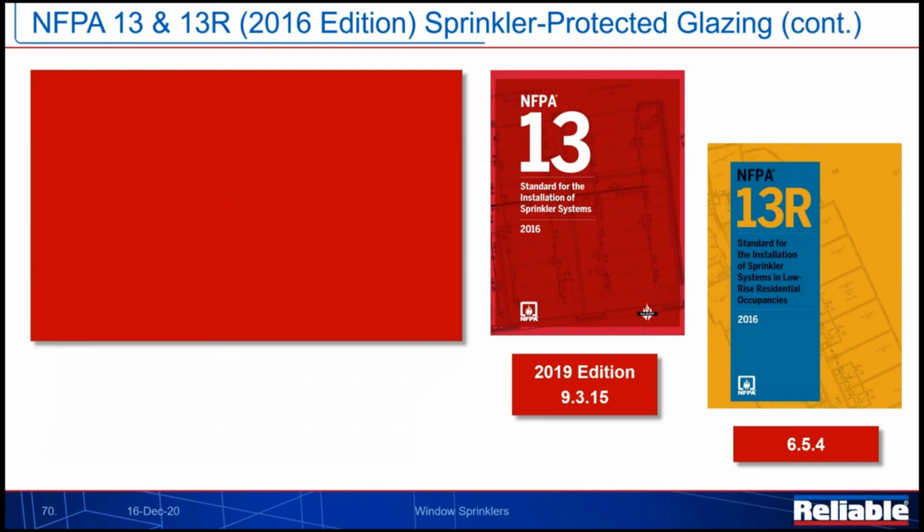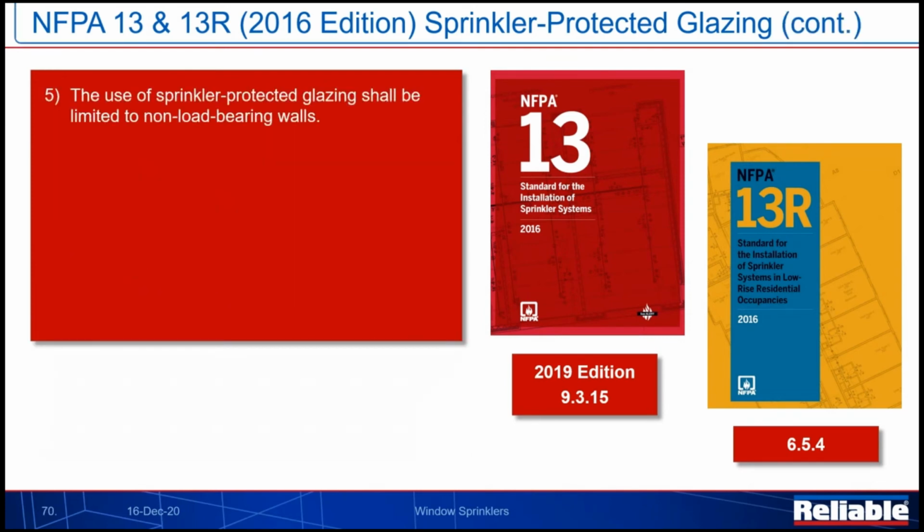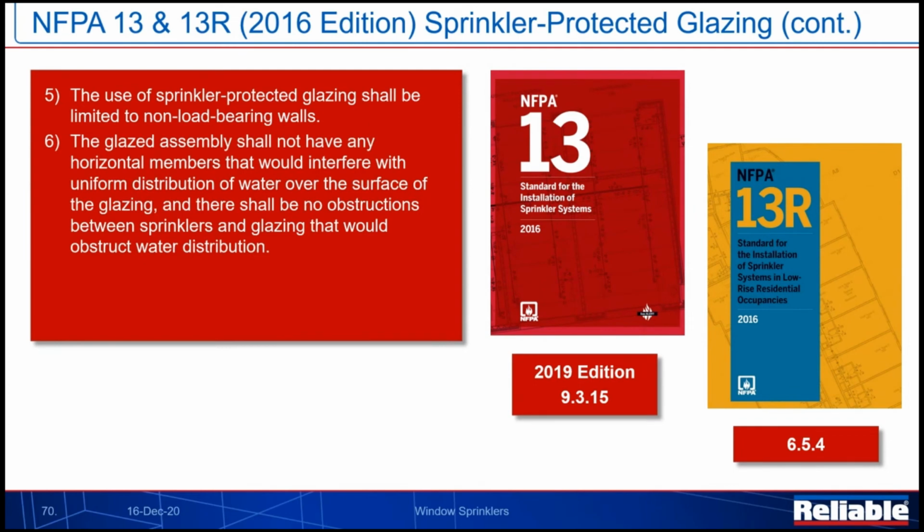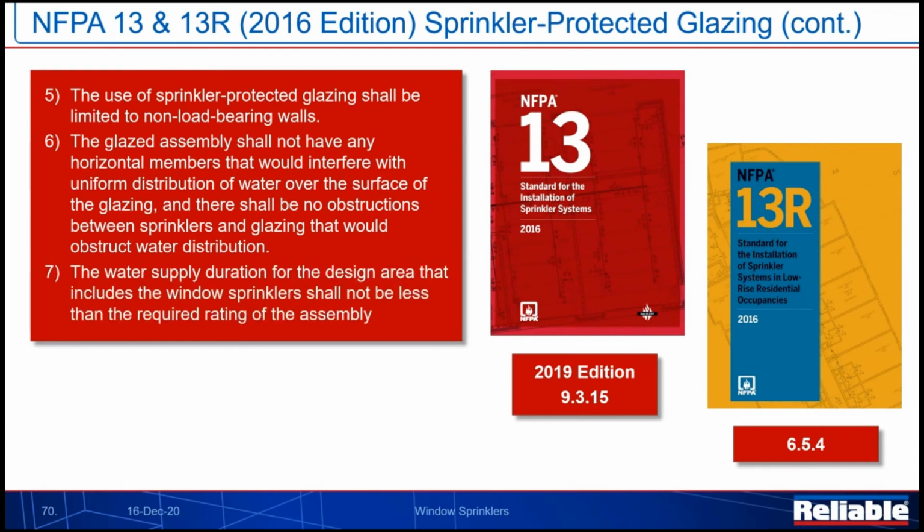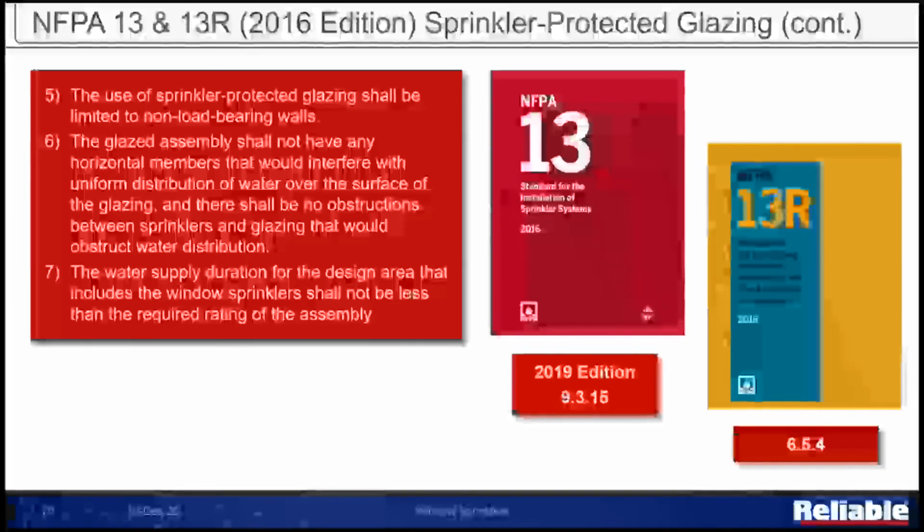And there's a couple more here. The use of sprinkler protected glazing shall not be used on load bearing walls. That should be limited to use on non-load bearing walls. The glazing assembly shall not have any horizontal members, the horizontal mullion stuff we discussed earlier. And the water supply duration needs to make sure that it matches the fire resistant assembly.